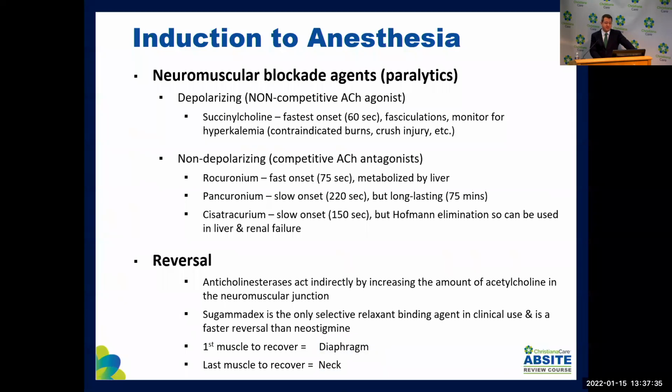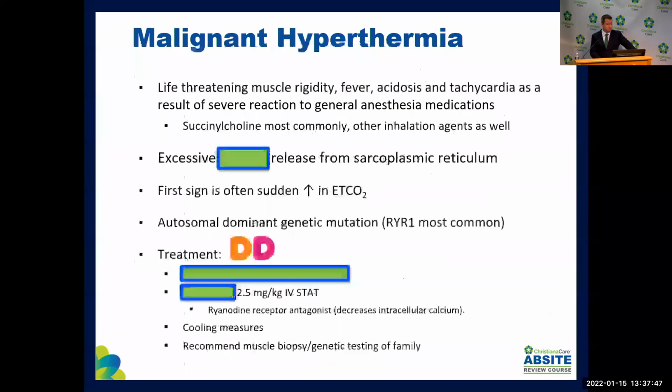The first muscle to recover from these paralytics is the diaphragm, the last is the neck, which is why sometimes in the OR you'll ask anesthesia to ask a patient if they can lift their neck off the table. That means your paralysis is worn off. Right? The most important thing to do is breathe, which is why the diaphragm comes back first.